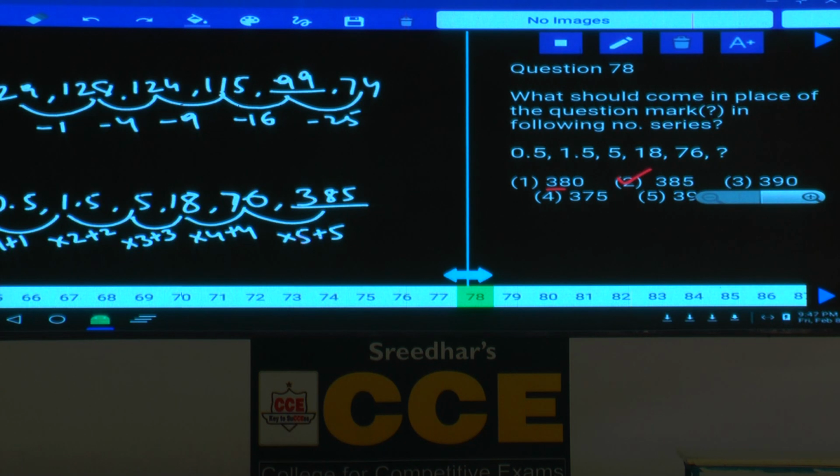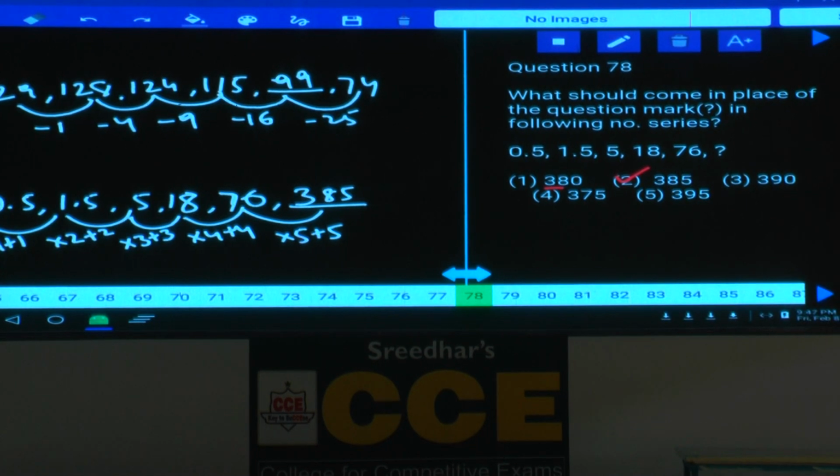Now this is about question numbers 74 to 78. Clear now? Paper numbers 43, 31 to 65 and 74 to 78. Yes, any doubts in these questions?